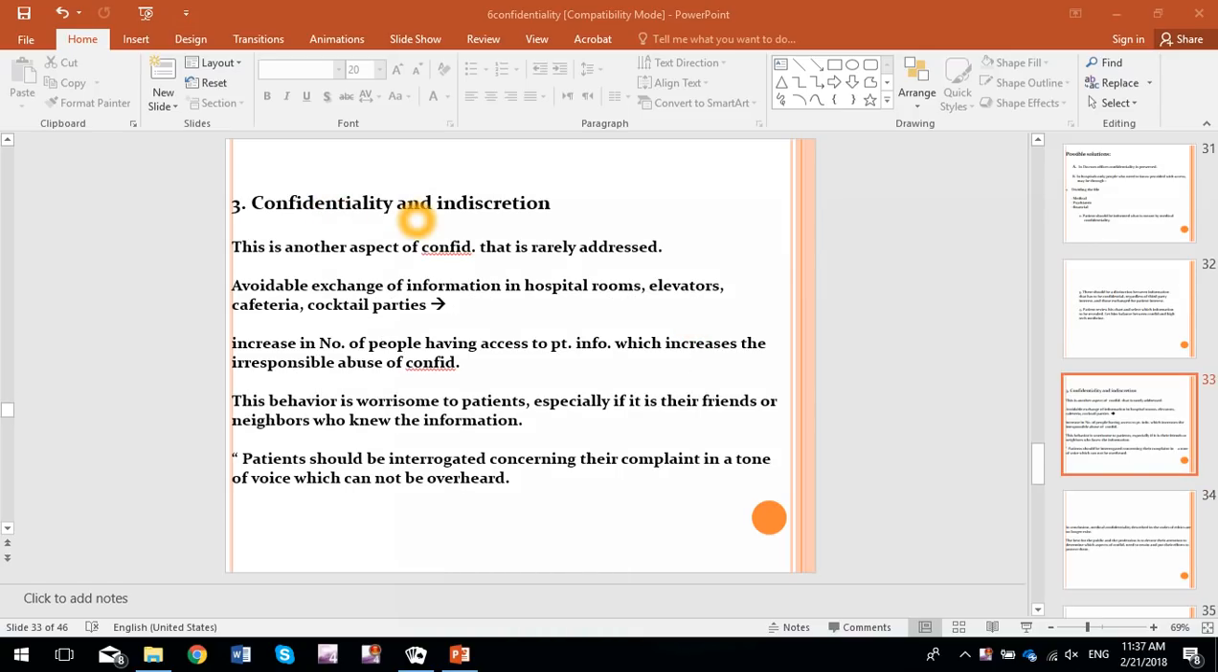There is another topic related to confidentiality which is not commonly addressed, which is confidentiality and indiscretion. This is another aspect of confidentiality that is rarely addressed. What is it? Avoidable exchange of information in hospital rooms, elevators, cafeterias, cocktail parties, and the like.